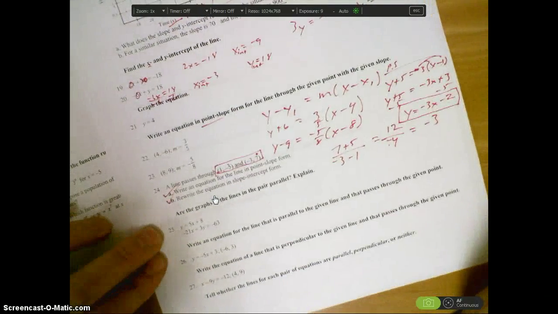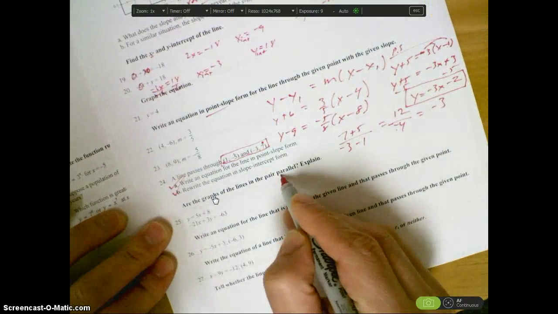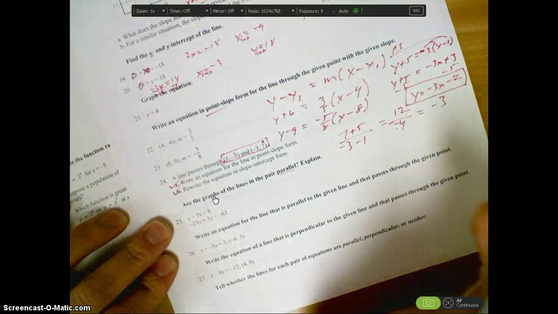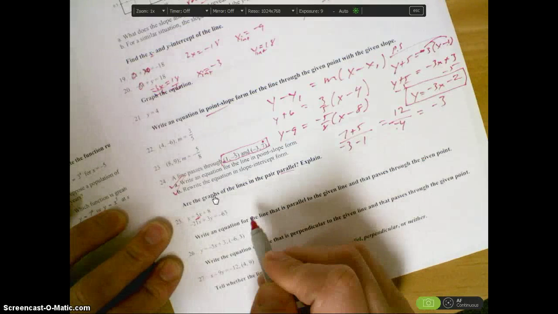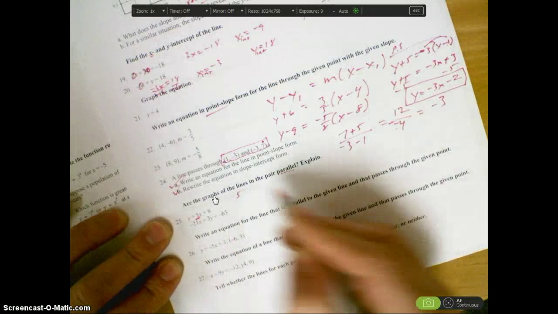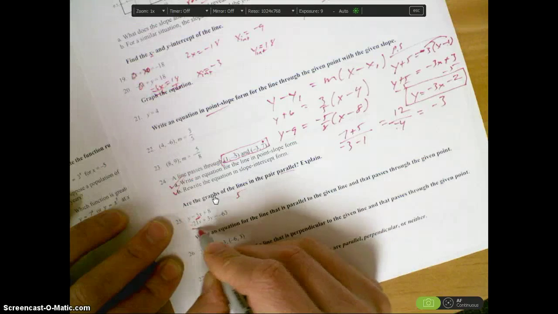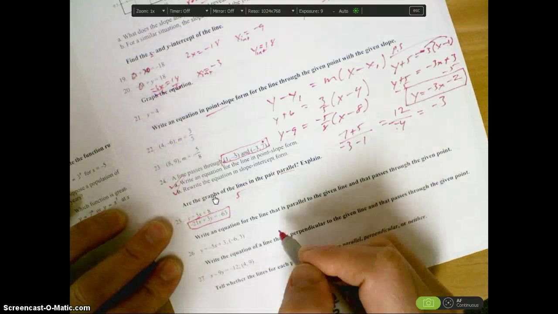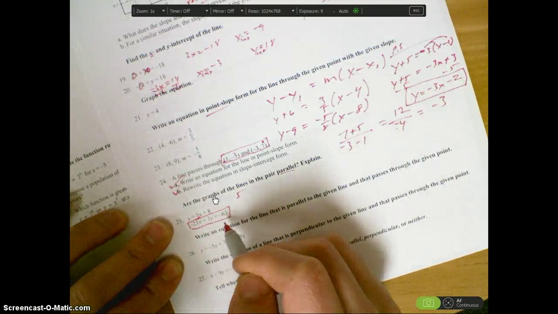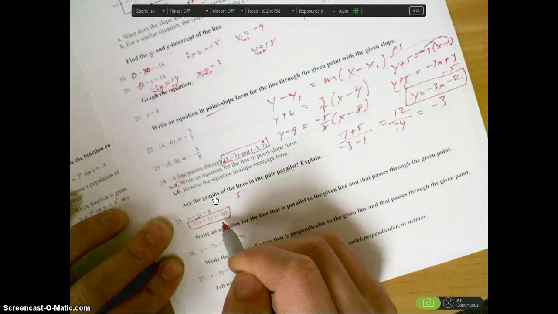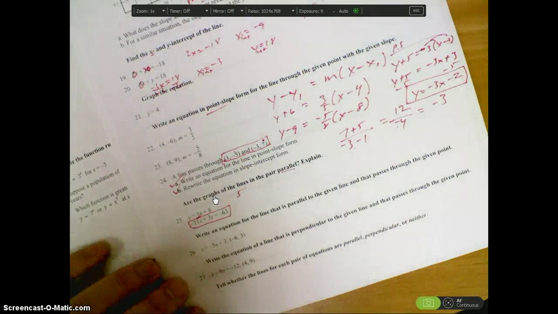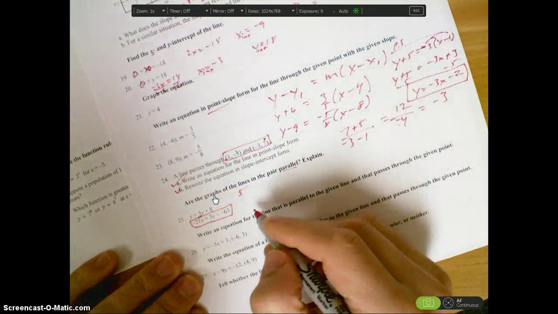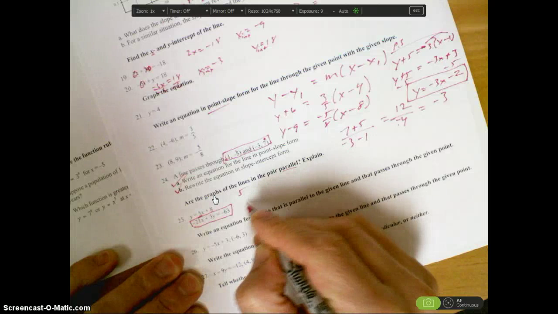Okay. Are the graphs of the lines parallel or perpendicular? Explain. So to determine parallel or perpendicular, I need to know the slope of both lines. So the slope of the first one is 5. And for the second one, I need to put something in standard form into slope-intercept form, so I got to solve it for y. If you remember, the shortcut for slope was negative a over b. Or I'm just going to solve this for y. I'll do the shortcut one in a second.